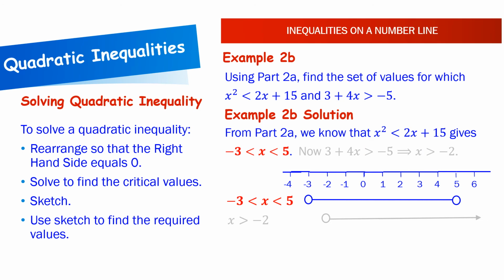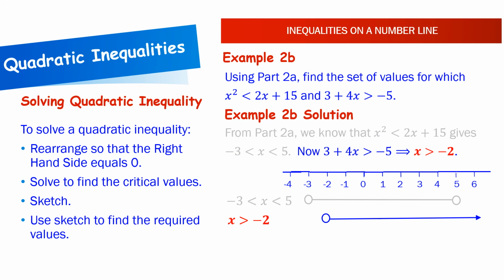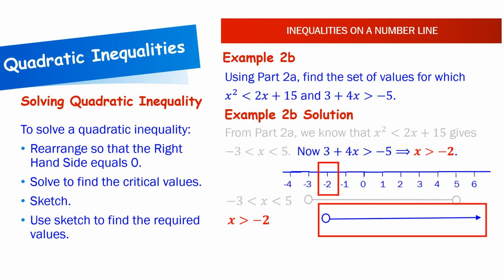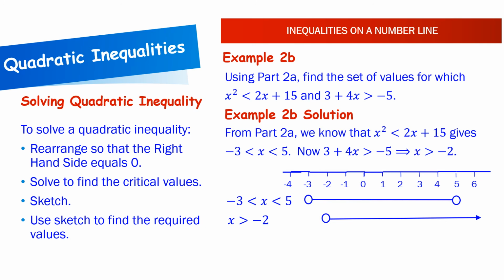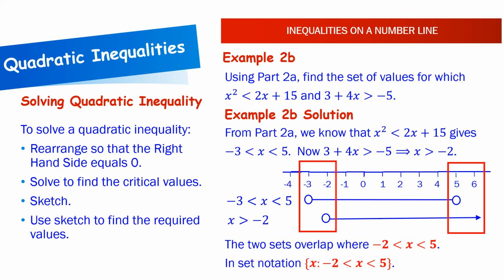So the region where x is between minus 3 and 5 is as shown. And the region where x is greater than minus 2 is as shown. And we want both of these to be satisfied simultaneously. The two sets overlap when x is between minus 2 and plus 5. So in set notation, this is the set of x such that minus 2 is less than x is less than 5.